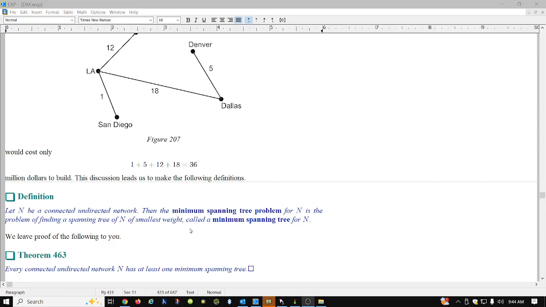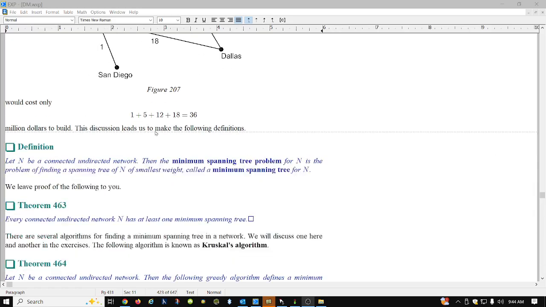So here's the definition then. If N is a connected, undirected network, the minimum spanning tree problem for N is the problem of finding a spanning tree of N of smallest weight, called the minimum spanning tree. And I'm leaving it to you to convince yourself that every connected, undirected network has at least one minimum spanning tree. I think you can do that in 2 sentences probably.